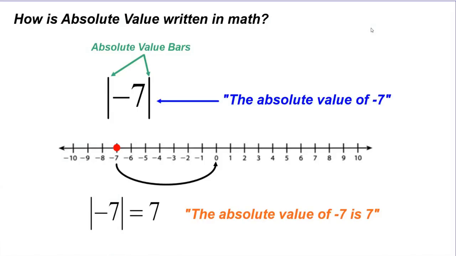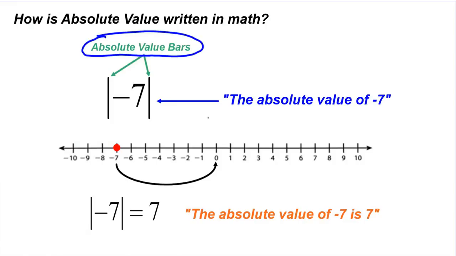So the next question we have is, how is absolute value written in math? How do you write absolute value? You know, we have signs that show plus signs. We've got greater than signs. We've got less than signs. We've got subtraction, multiplication. We've got all kinds of symbols that show things. How do you show absolute value in math? Well, we use something called absolute value bars. So it's these vertical lines here around the number, and that is how in math we show that we're asking for the absolute value of a number.